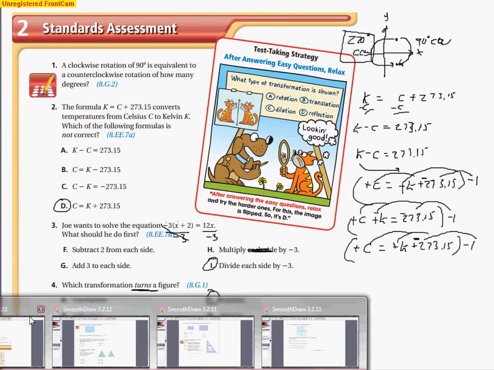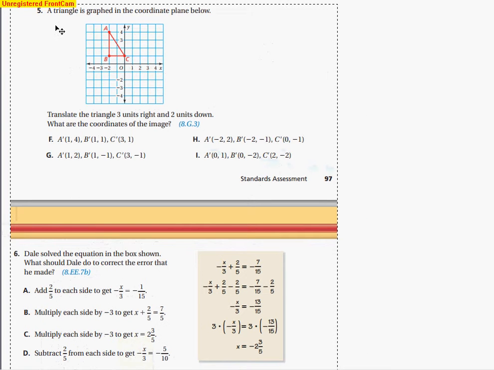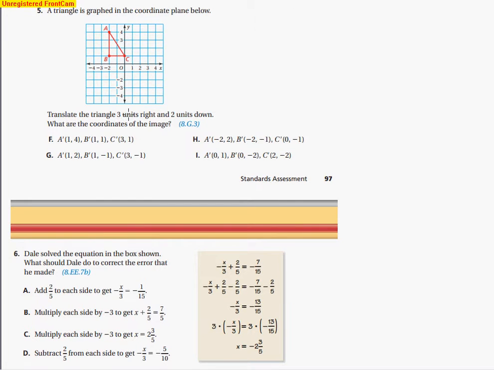Let's move on to number 5, and here we have a triangle graphed in the coordinate plane below. And so it says, translate the triangle 3 units right, 2 units down. So 3 right, 1, 2, 3, and 2 down, 1, 2. So we put a point there, and that's going to be C prime. And then I have B prime, 3 spaces right, so 1, 2, 3, and 2 spaces down, 1, 2. So there is B prime.